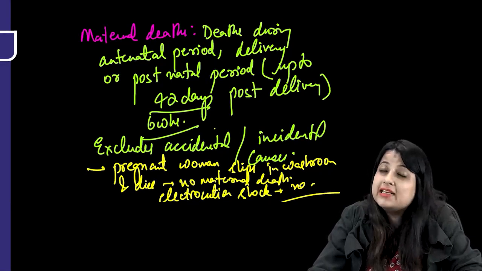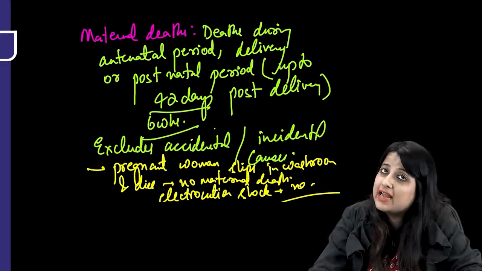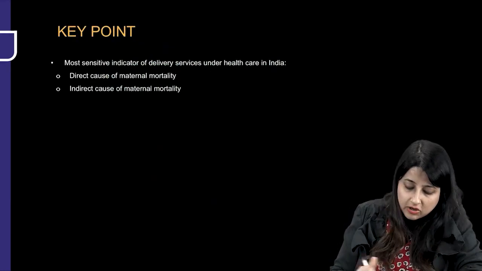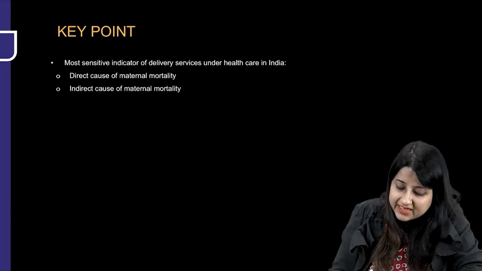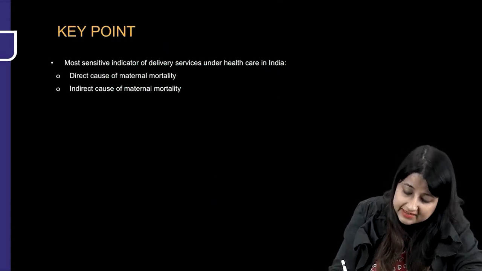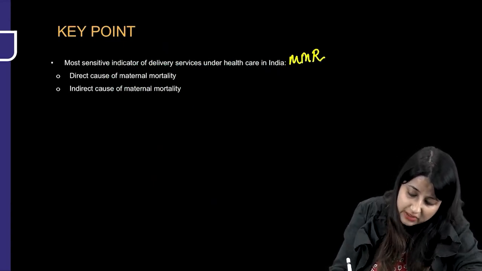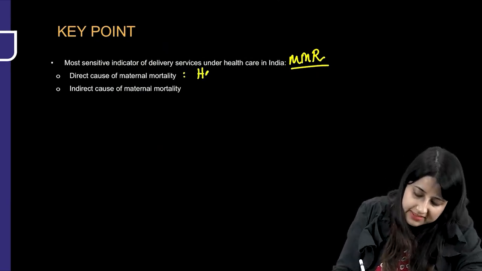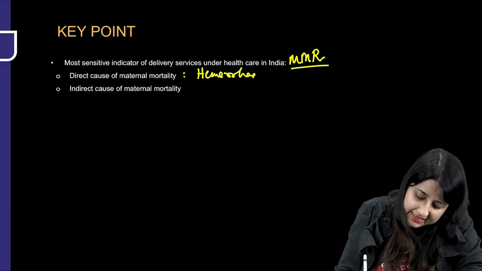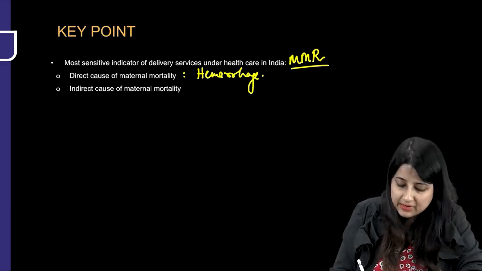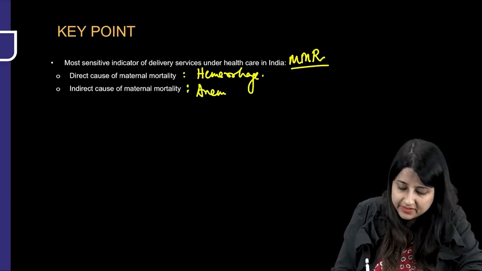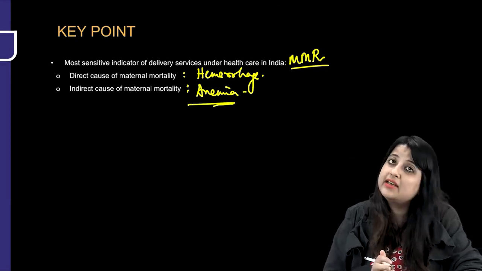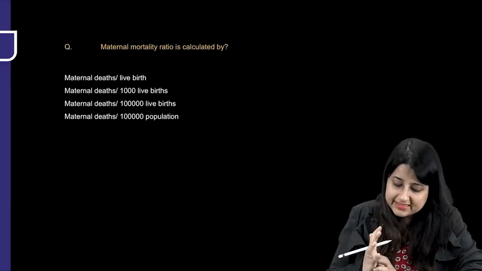Current maternal mortality ratio is 97 per 1 lakh live births. Okay, all right. Now see, the most sensitive indicator of delivery services under healthcare in India is the maternal mortality ratio. What is the direct cause of maternal mortality? So the direct cause of maternal mortality, everybody, is hemorrhage. And what is the indirect cause of maternal mortality? It is nothing but anemia. Okay, these can come in your exam.